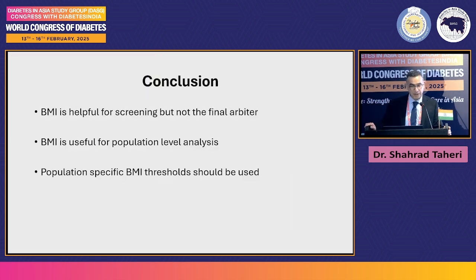So to conclude, BMI is helpful for screening, but is not the final frontier. It's a good start. It's a good way to start the conversation. The investigation that you need to do is useful at population level analysis. What's happened to our population?